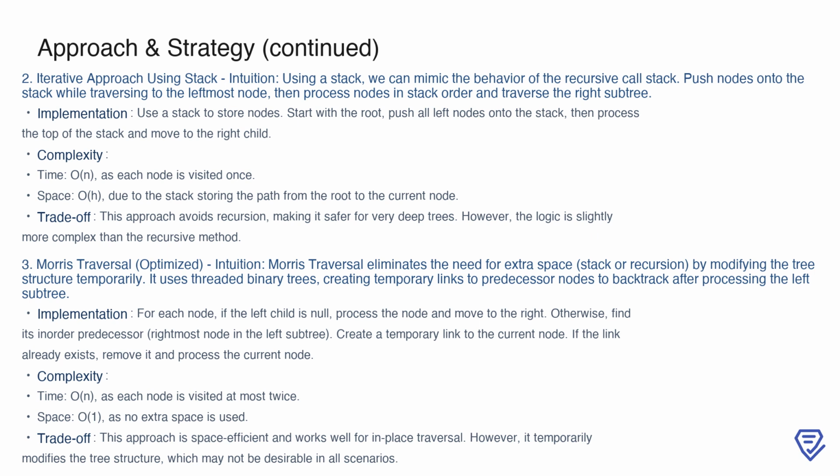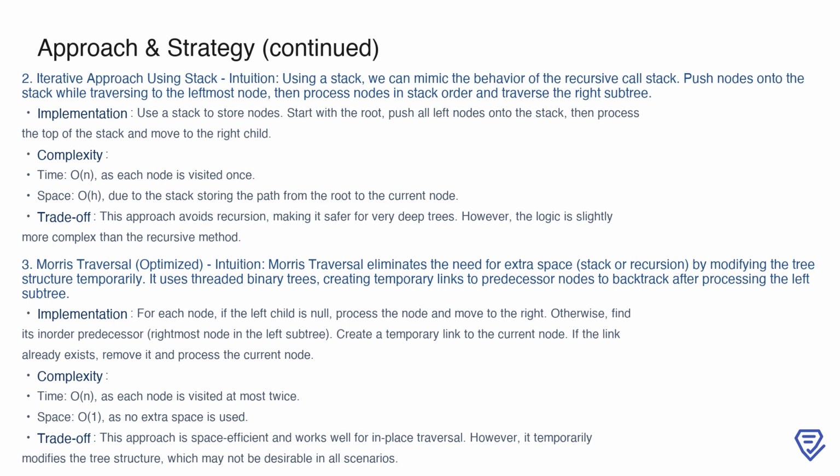Another option is the Morris traversal, which eliminates the need for extra space by modifying the tree temporarily using threaded binary trees. Here, if a node has a left child, we find its inorder predecessor, create a temporary link back to the current node, and proceed. If the link already exists, we remove it and process the node.